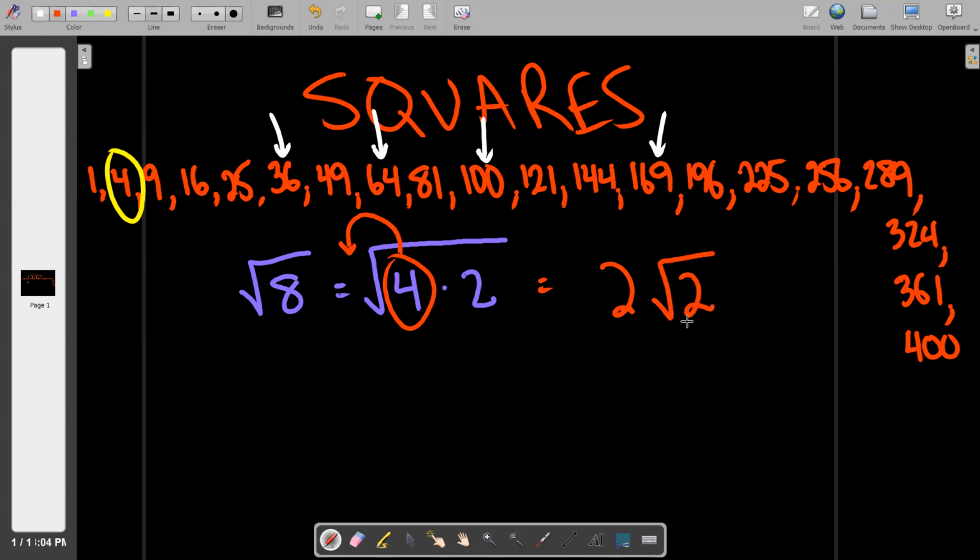So the answer, we say this, I'm going to put this in quotes for you. We read this as 2 root 2. That's how you say those. You don't need to say it longer, like 2 times the square root of 2. You could just say 2 root 2. Nice and concise.